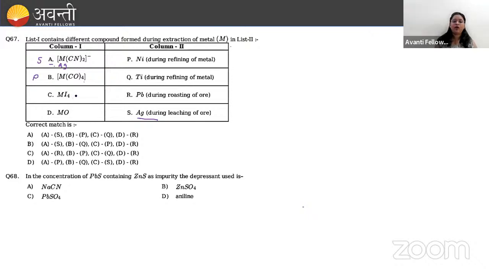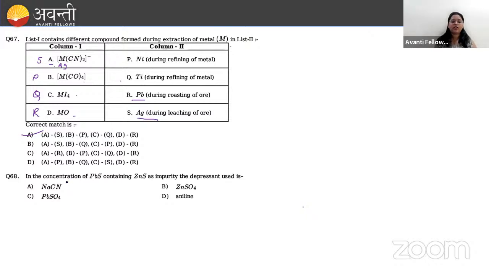This type of compound is formed during the refining of metal titanium. So that's why here the answer will be what? And for MO, that is D. For D, it is what? Lead, which is found during roasting of ore. Okay, roasting of ore. So here the correct answer is Option A. Any doubt in this? Okay, it is a factual thing. Nothing to worry more about this.